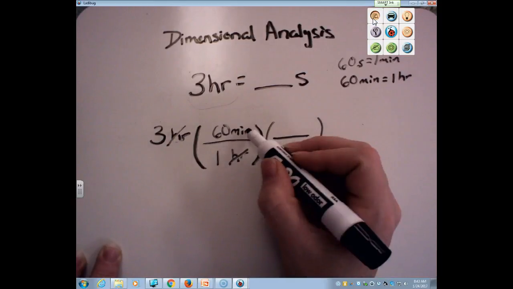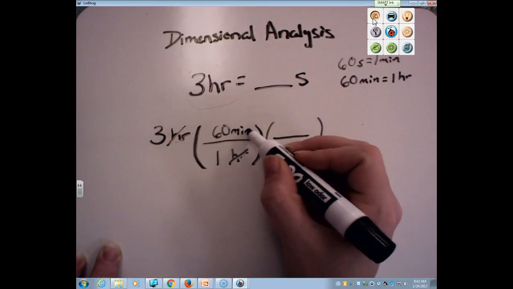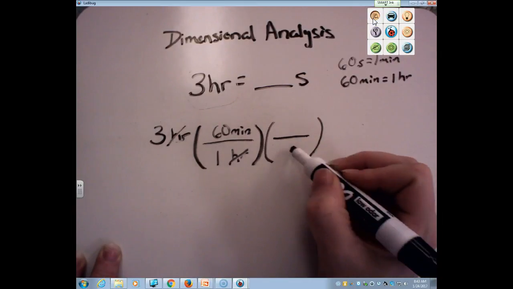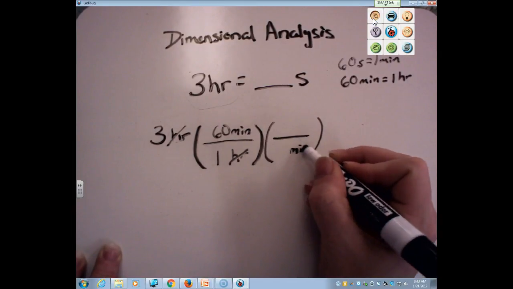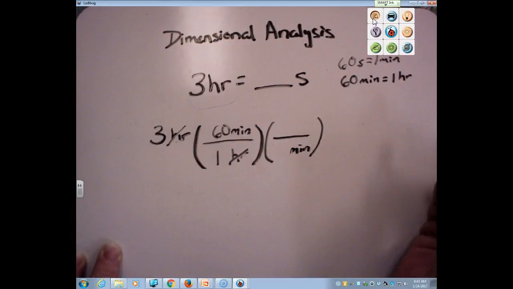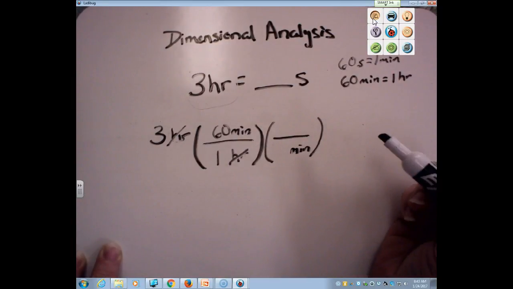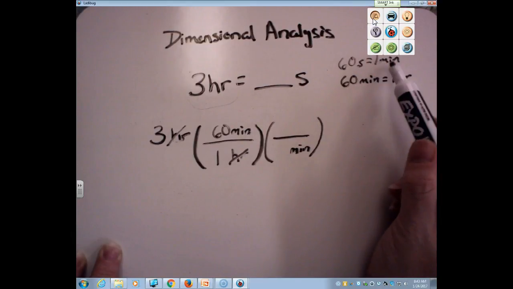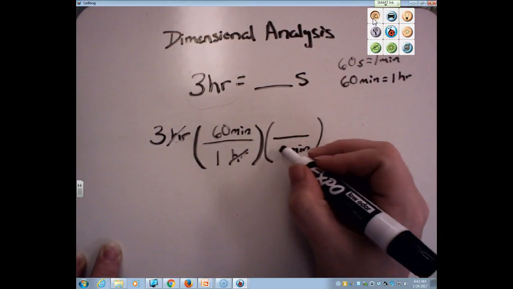All right, now minute is here. That means, and I don't want minutes anymore, so whatever's here, unit is here, has to go here. So minute has to go right here. Now I want to use a different conversion factor. I'm trying to work my way to seconds. Don't use the same one. So 1 minute is 60 seconds. That's the one I want to use here.